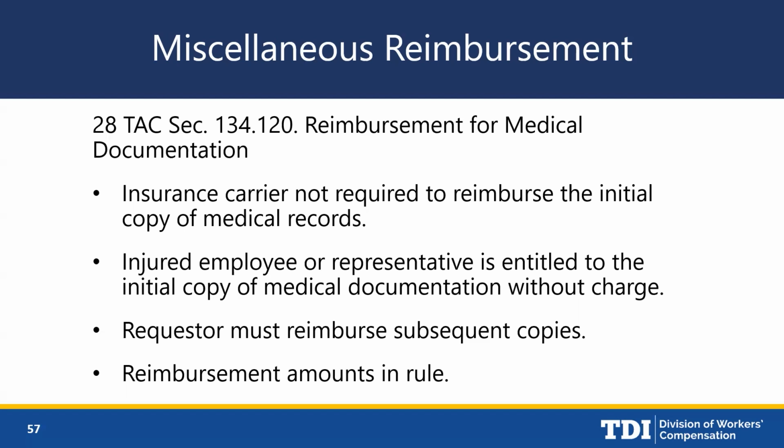Also, if the injured employee or their representative asks for a copy of medical records, the first copy can go to them with no charge. The requester must reimburse for subsequent copies. So, the injured employee gets a copy free, and the insurance carrier gets a copy. If our rules require you to send it with the bill, you don't get reimbursement for that. You'll get reimbursement for the services, but not for the medical records. So if they ask for subsequent copies, you can charge. Reimbursement amounts are found in this rule, 134.120.